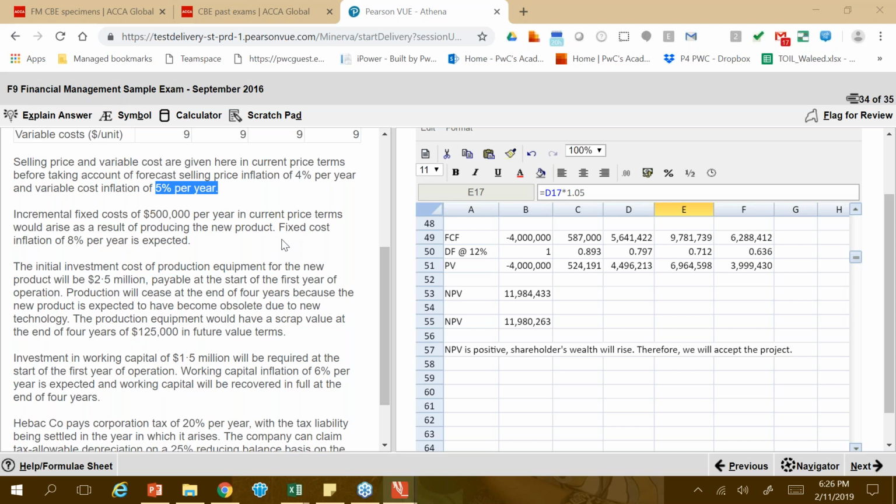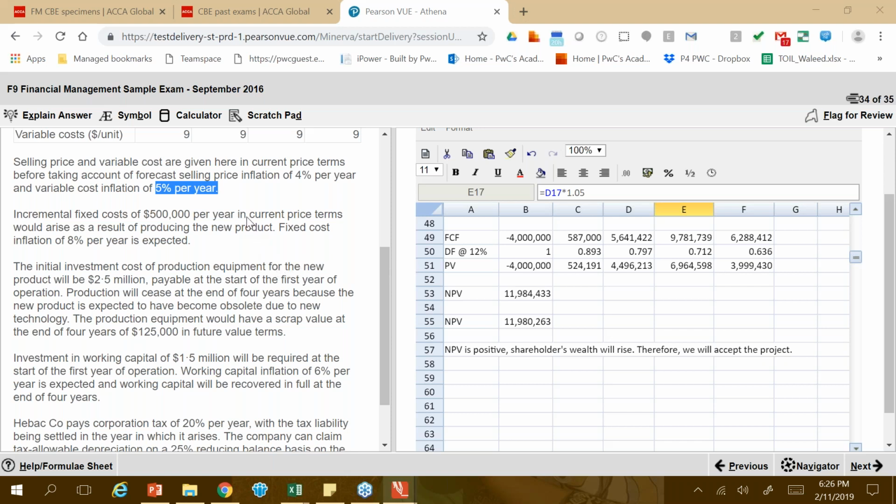So it's basically once you compound anything, you take the cash flow times 1 plus the inflation rate to the power of the year in which you want to reach using the compounded value.